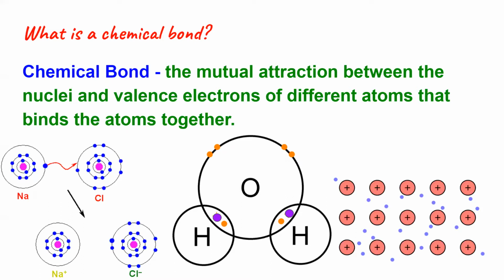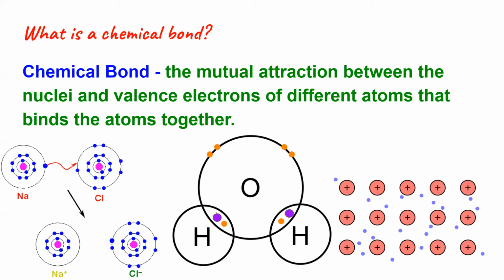All the way on the left, you see an ionic bond. An ionic bond is where one electron is transferred from a metal atom to a non-metal atom, forming a positively charged metal ion and a negatively charged non-metal ion.